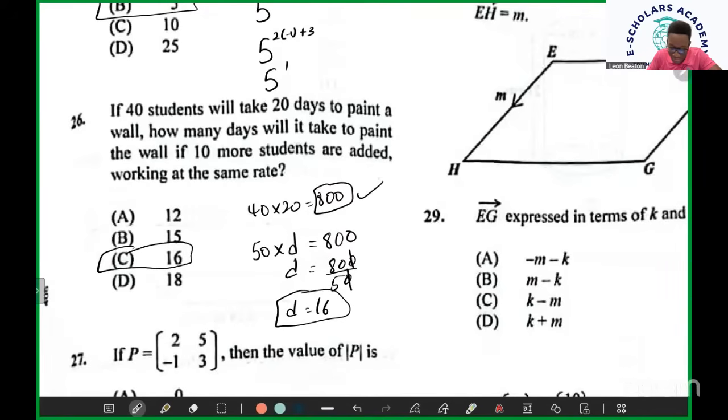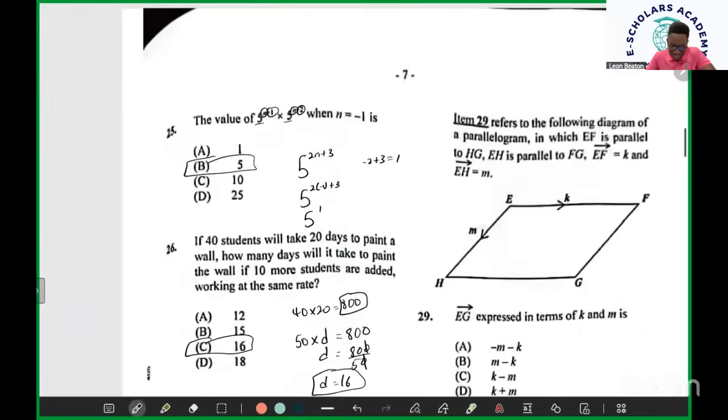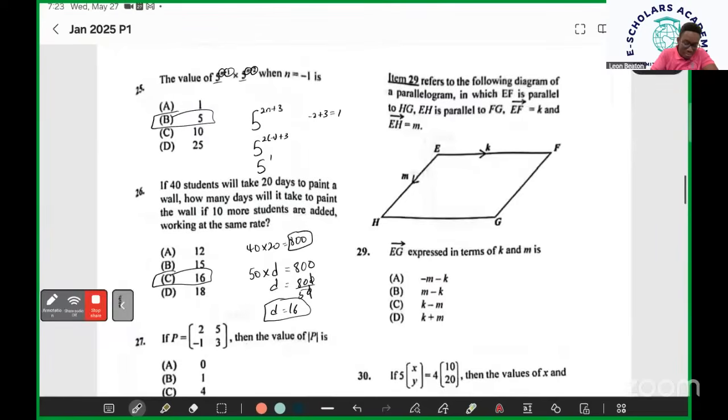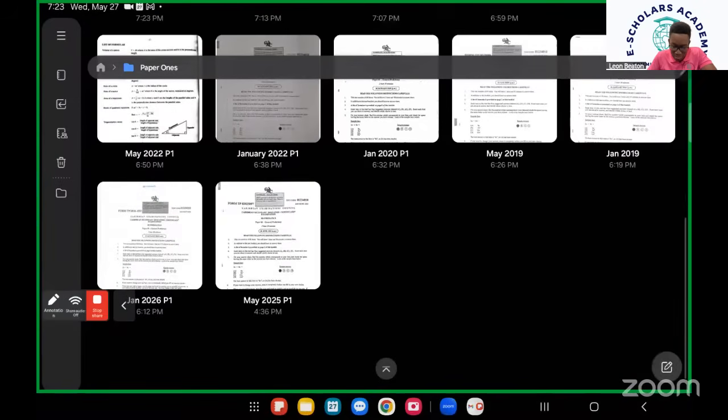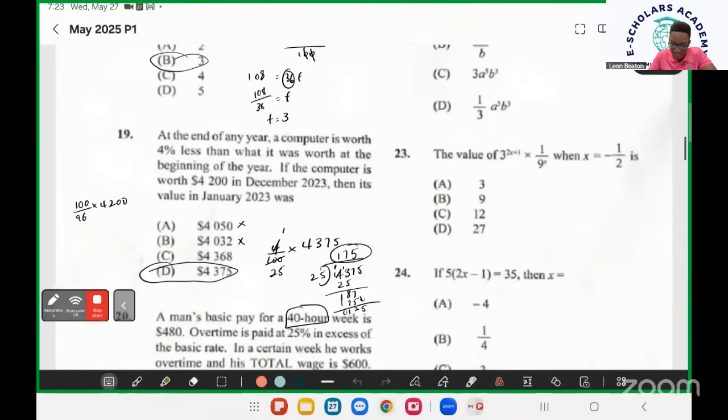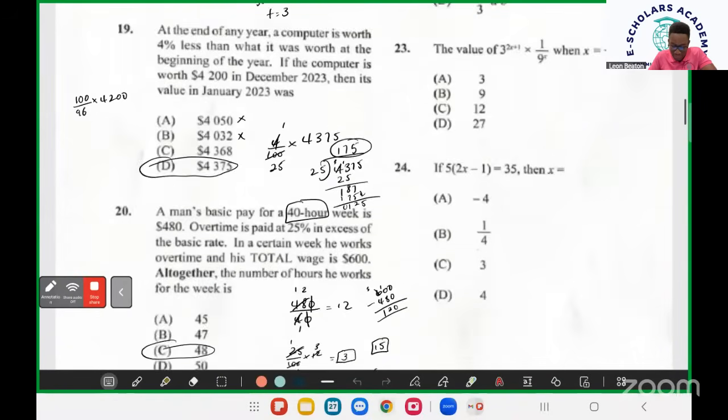So this 800, I want to attach a figure to the amount of work they got to complete. 40 times 20. I want to know how many days 50 students would take, so I just equal it to 800 and work it out. All right, so that was it for algebra here. We roll in business as usual. And the last one for algebra.